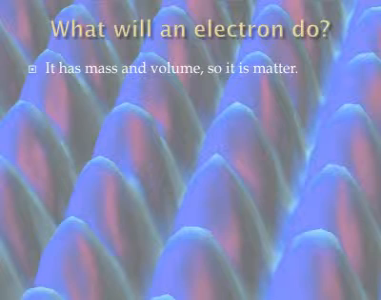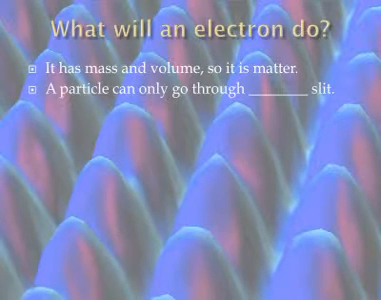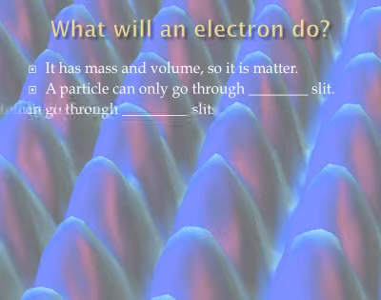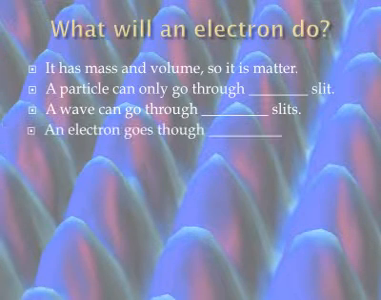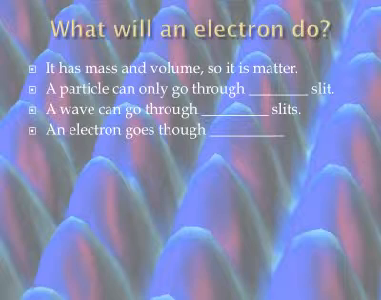All right, electrons have mass and volume, so therefore they are matter. A particle can only go through, how many slits do you think one particle can go through? One. A particle can only go through one slit. However, a wave can go through, in the example I just gave you, it can go through both slits, correct?